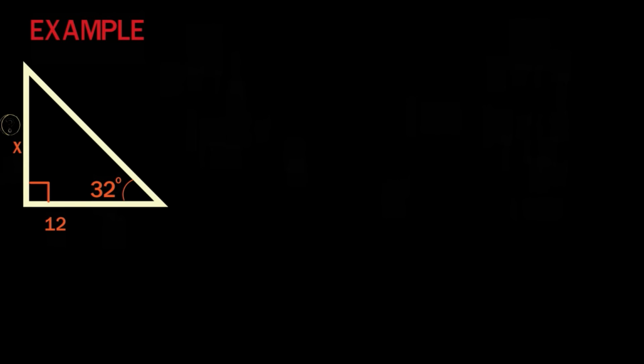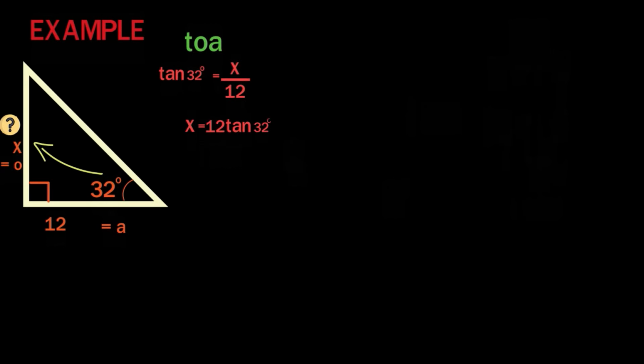We know that the angle is here, so 12 is actually the adjacent. And we also know that x is opposite of this angle. So we have O and A. If we have O and A, which trigonometric function should we use? We should use tangent. So tangent 32 degrees equals opposite, which is x, over adjacent, which is 12. Cross multiplying, we have x equals 12 tangent 32 degrees.